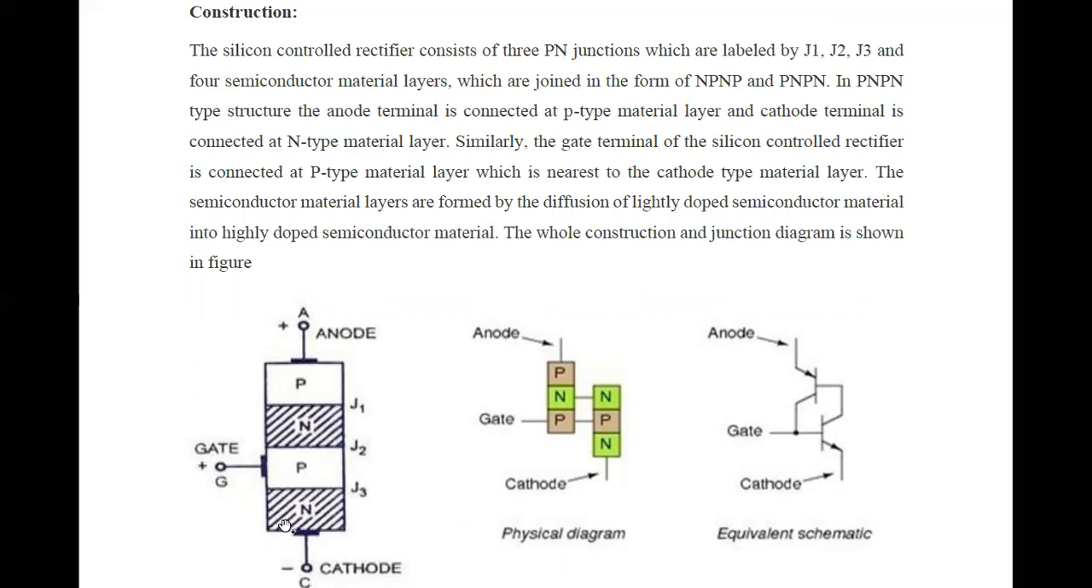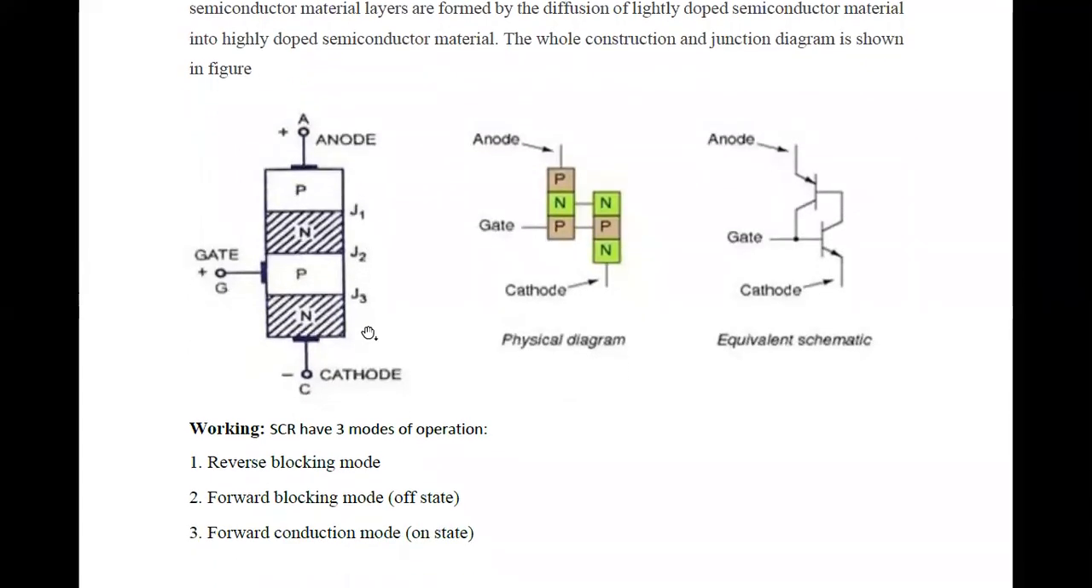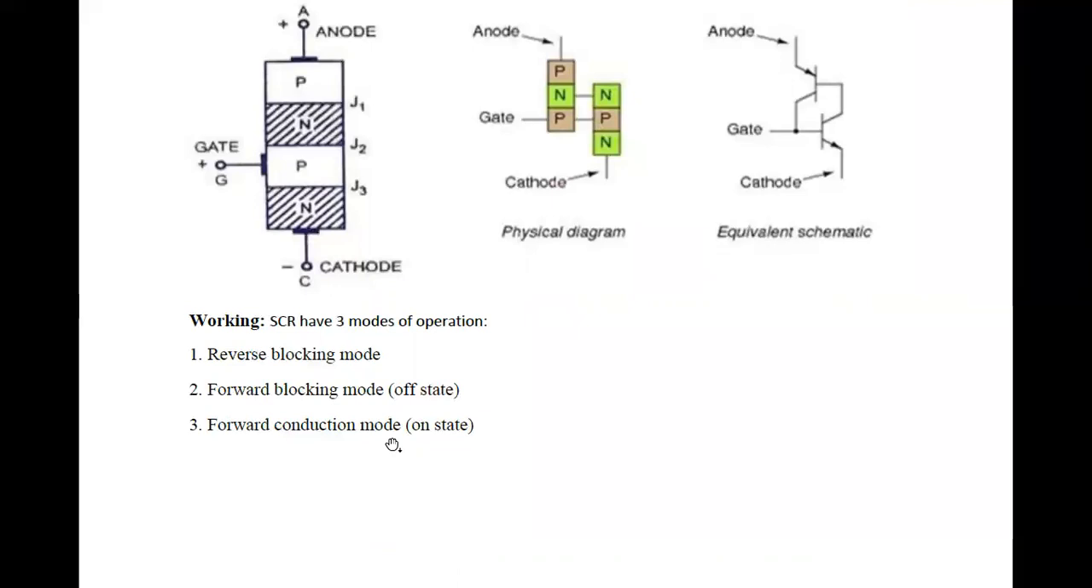The semiconductor material layers are formed by diffusion of lightly doped semiconductor material into highly doped semiconductor material. Coming to the working, SCR works in 3 modes. That is reverse blocking mode, in which the SCR is connected in reverse bias and it blocks the current. The second one is forward blocking mode, in which the SCR is connected in forward bias but it blocks the current. And forward conduction mode, in which the SCR is connected in forward bias and it conducts the current.